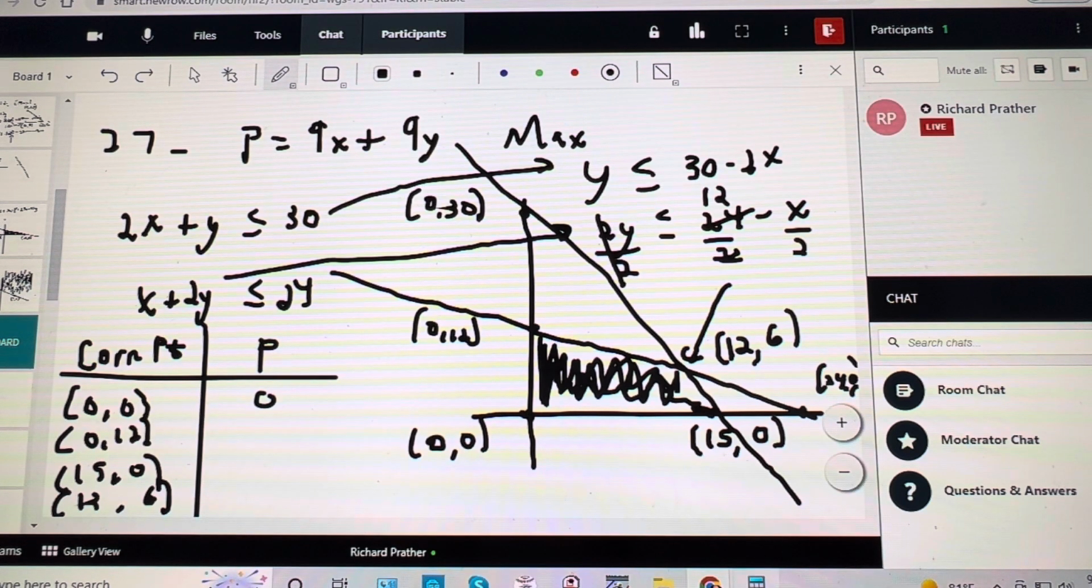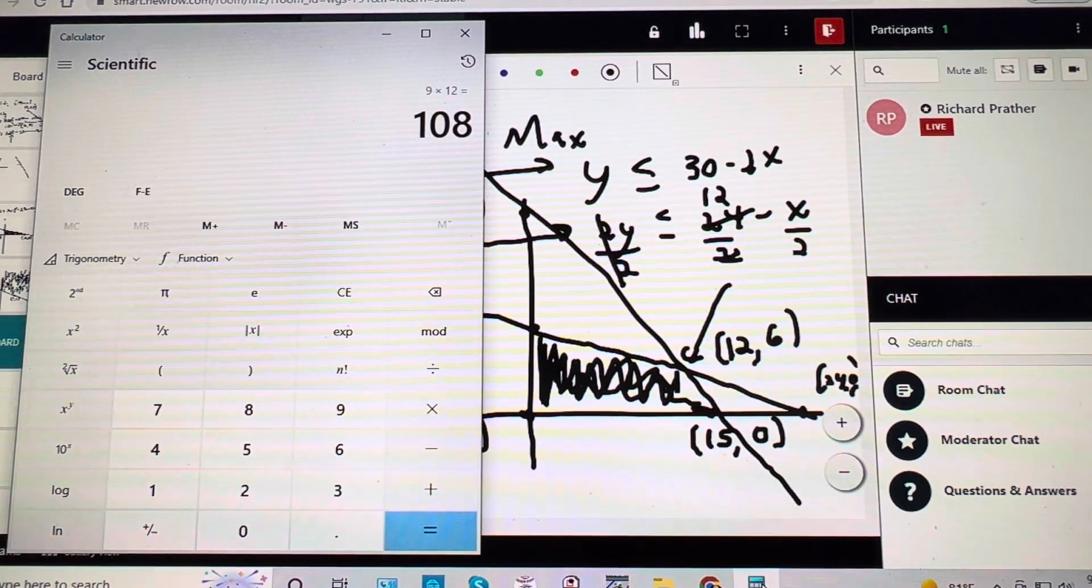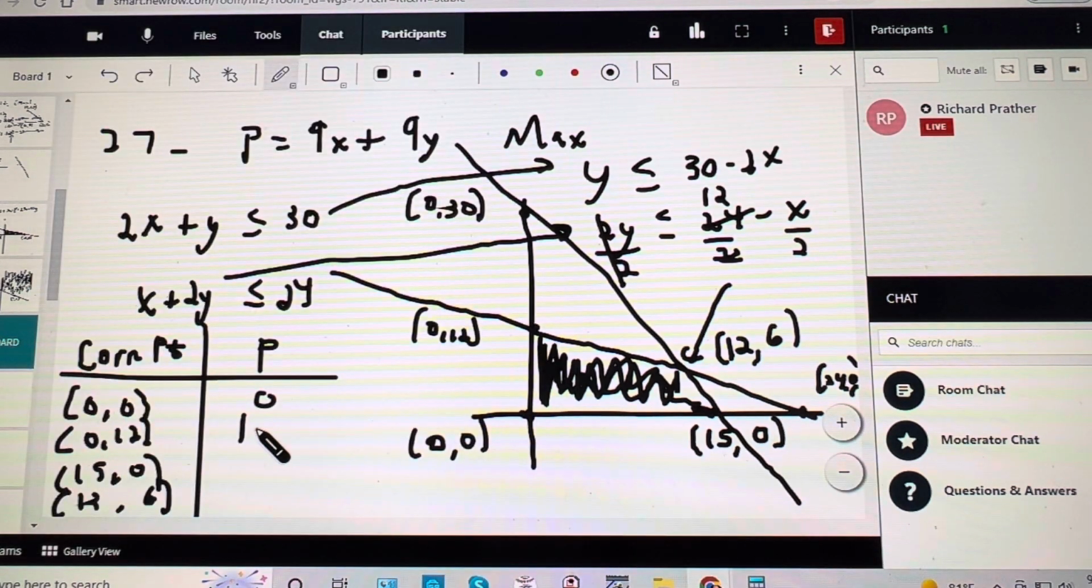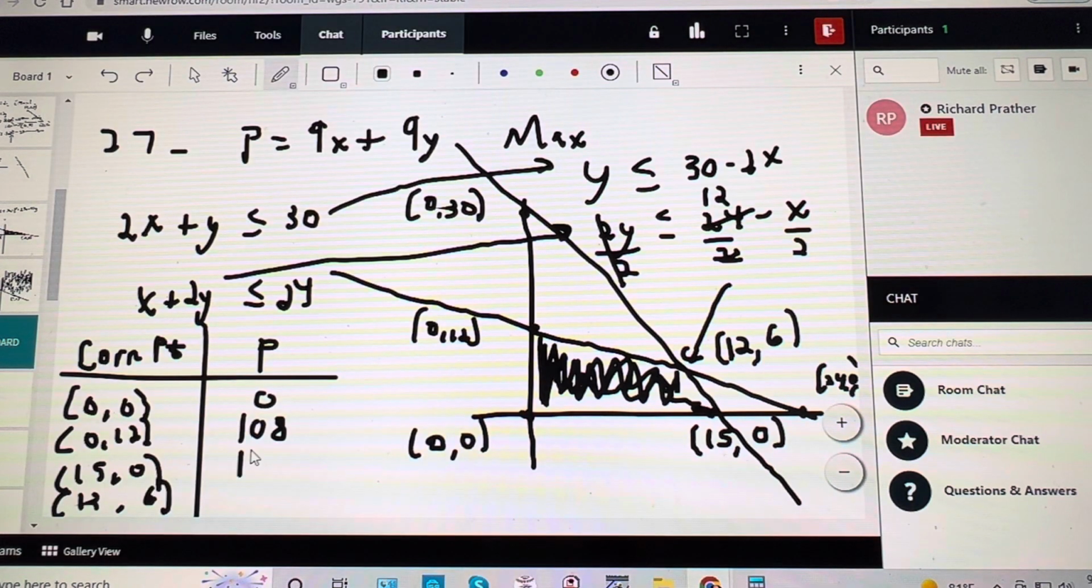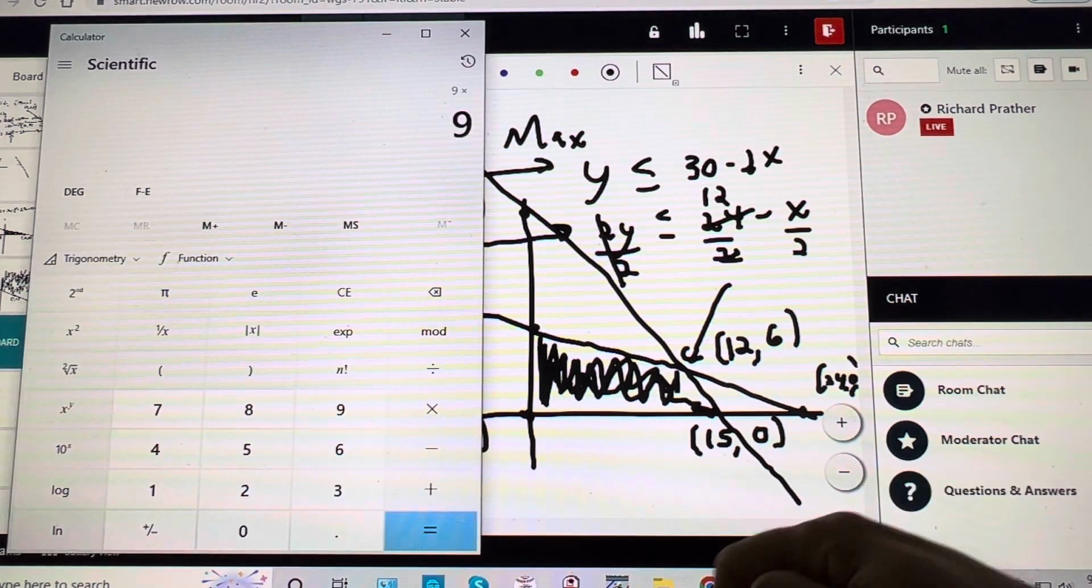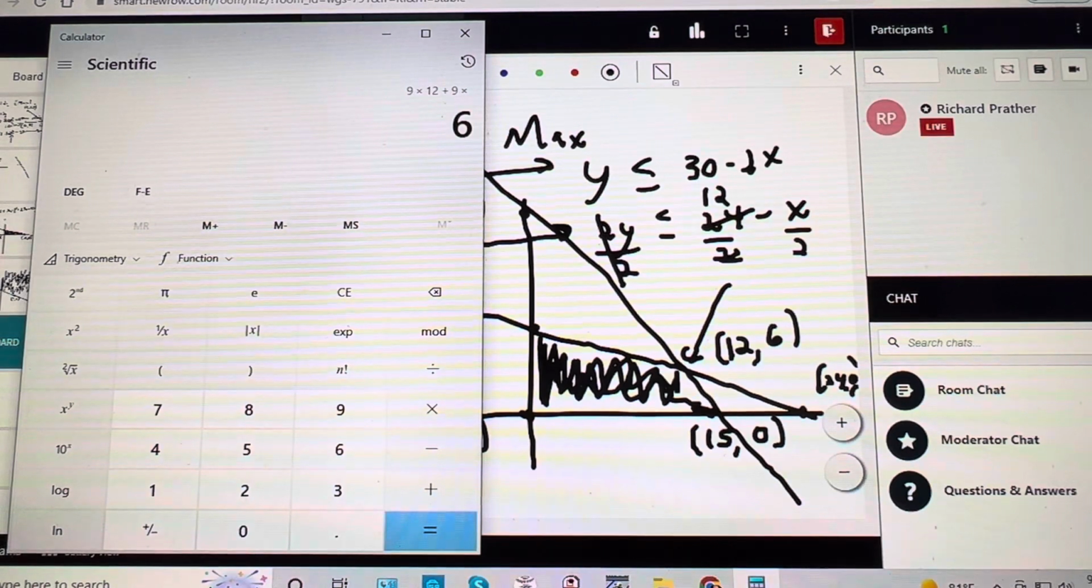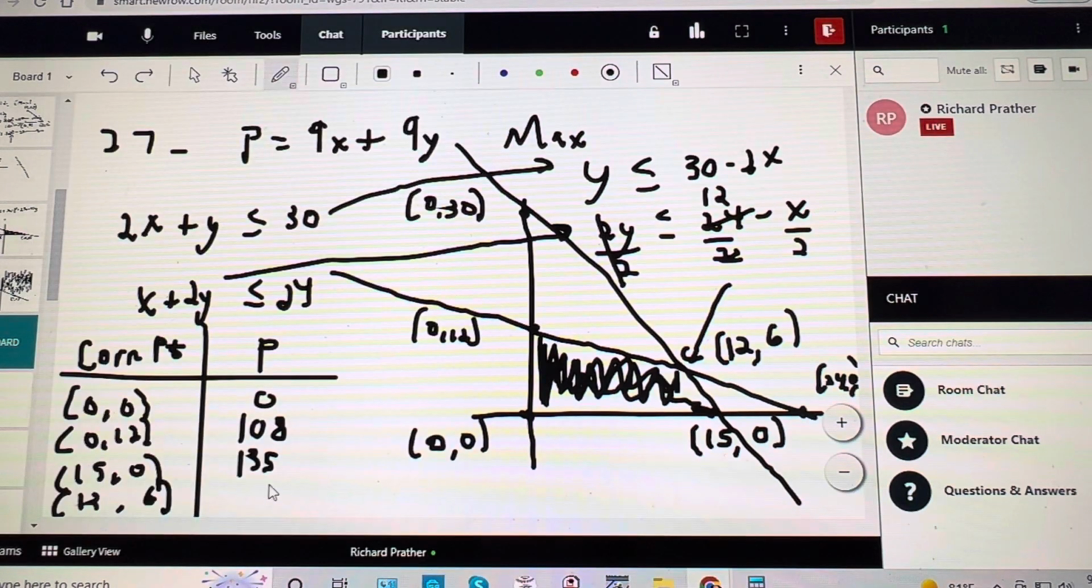9 times 12. 108 is the profit if I have 0 of my first item and 12 of my second item. Or if I make 15 of the first item and nothing of the second item, 9 times 15 is going to be larger than 9 times 12. 135 is my highest so far. But let's see if this one's even higher. 9 times 12 plus 9 times 6. $162, that was the highest.